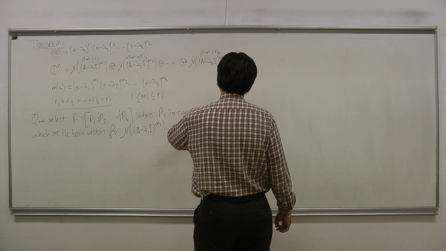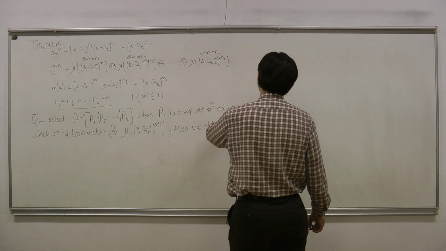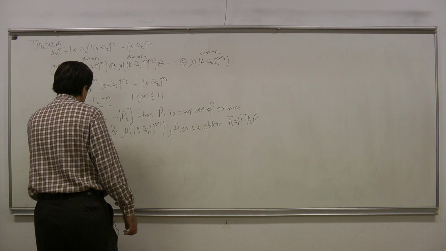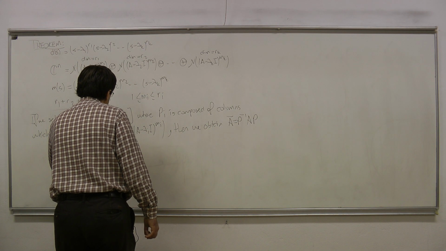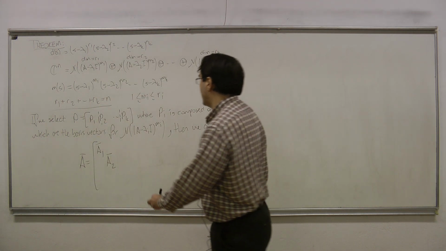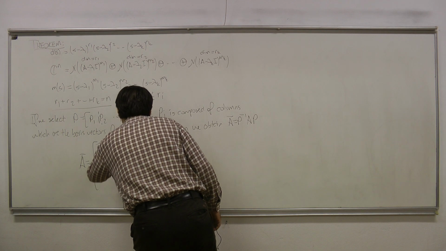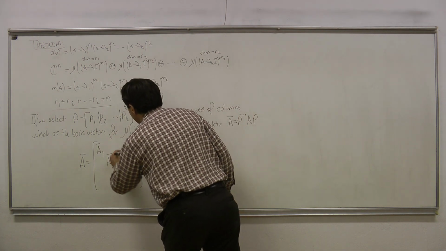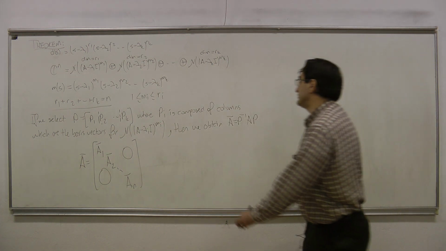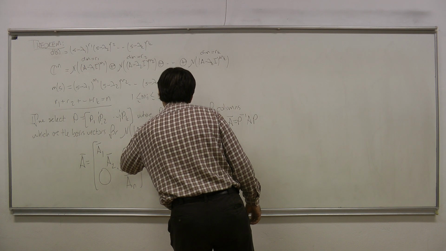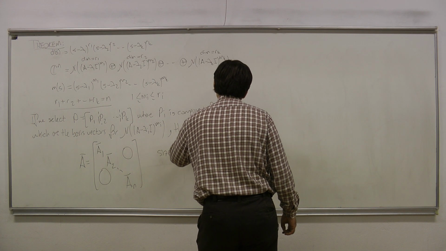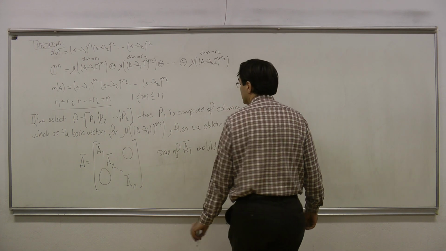Then we obtain A bar, which is equal to P inverse AP, and this A bar is going to be block diagonal because of the invariance of these subspaces. These blocks, A1 bar, A2 bar, etc., would be the blocks of that block diagonal matrix, and I would have zeros everywhere else. Okay? And we know that the size of A i bar would be Ri by Ri. Okay? Why?